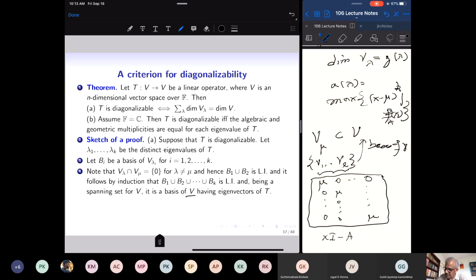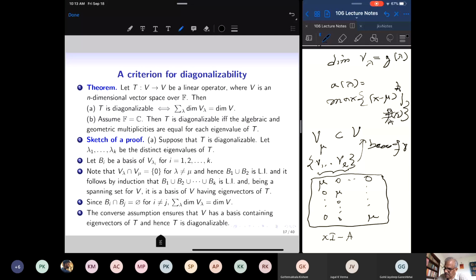So we have a basis of eigenvectors of T, and the dimension of V is the sum of the dimensions, because V lambda and V mu intersect only in the zero vector. For the converse, the assumption ensures that V has a basis consisting of eigenvectors of T, and therefore T is diagonalizable. This assumption says that I can find a basis of eigenvectors, some in V lambda 1, some in V lambda 2, and so on. So T will have a basis of eigenvectors, and T will be diagonalizable.